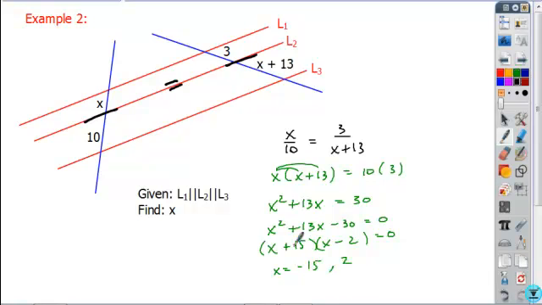So if you test that back in, can your x value, can your distance be a negative number? No. So this is an extraneous solution. It means it does not fit back into the restrictions of the problem itself. But let's test 2. Is it true that 2 over 10 is equal to 3 over 15? Yeah, they both reduce to 1 over 5, and so you get your solution to be 2.